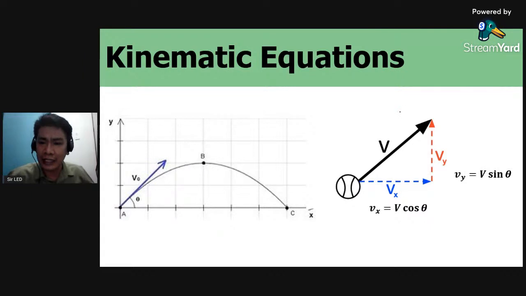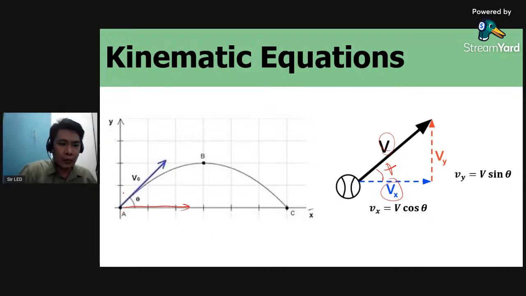Let's say, class, we have an initial velocity. You try to kick the ball at a particular angle. This ball will have its v sub y, or the vertical component, and v sub x, or the horizontal component. If that's the case, we know that if we kick this ball, it will try to move forward while moving upward. Again, it moves forward with a constant speed while moving upward.